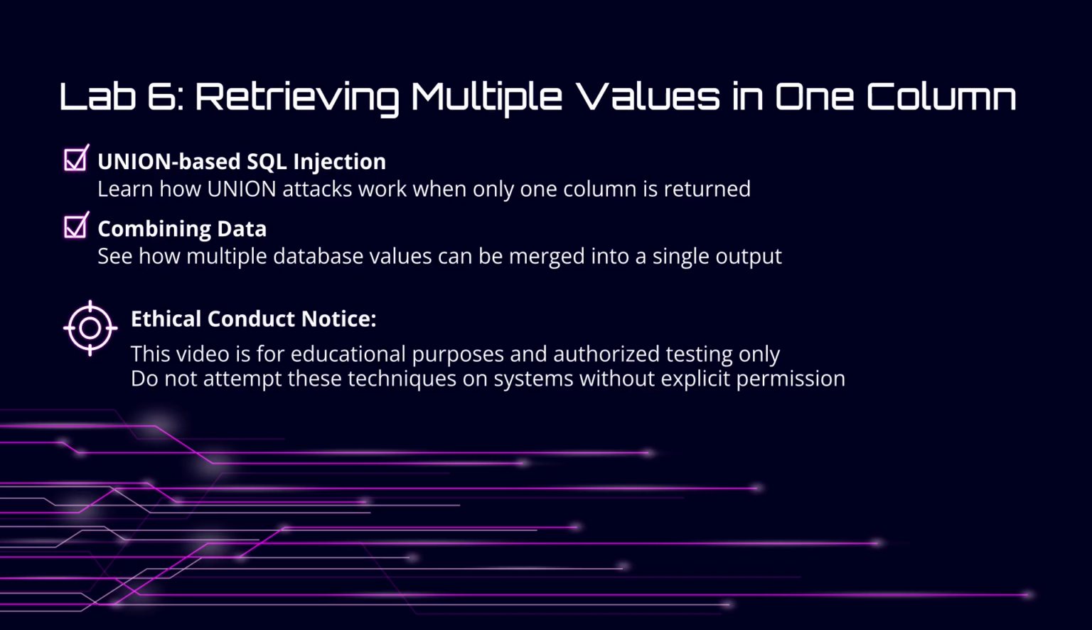In this tutorial, we continue exploring union-based SQL injection techniques. This PortSwigger lab focuses on an important concept, retrieving multiple values from a database even when the vulnerable query returns only a single column. By the end of this video, you will understand why this limitation exists and how attackers combine multiple pieces of data into a single column to work around it.